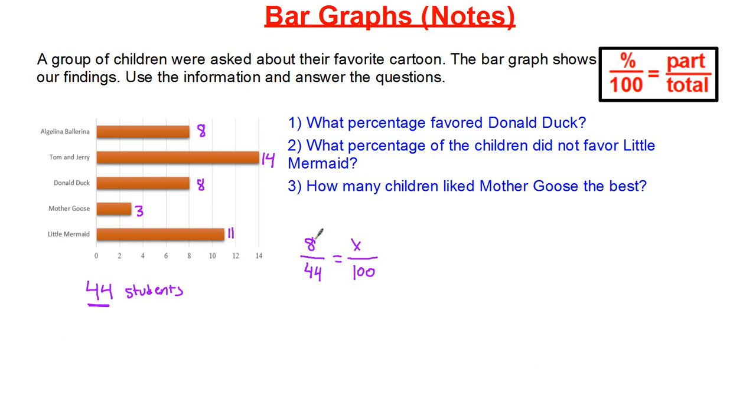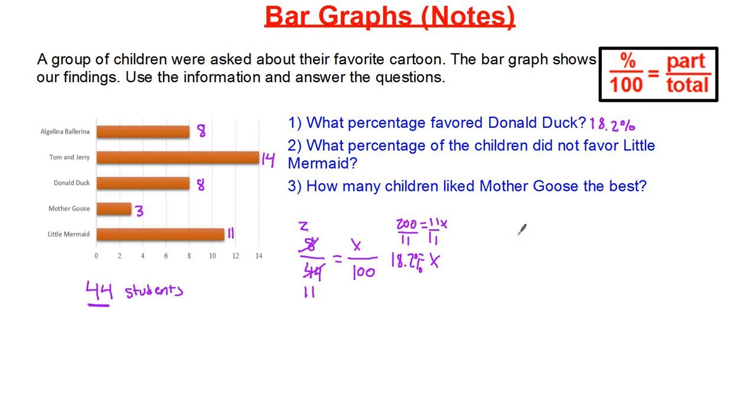So in this case, I'm going to try to make my math a little bit easier by simplifying. Divide by 4, I get 2. Divide by 4, I get 11. This can't go in directly, so I'm just going to go ahead and try to cross multiply. 100 times 2 is 200, and that's equal to 11 times X, which is 11X. So I'm going to divide by 11 here and divide by 11 here. So X is going to be equal to 18.18, but I'm just going to go ahead and round it to my tenths place. So it's about 18.2%. So the amount who voted for Donald Duck was 18.2% of those students.